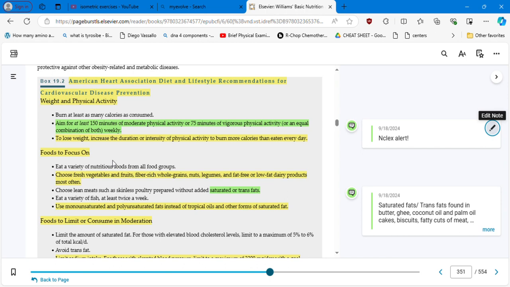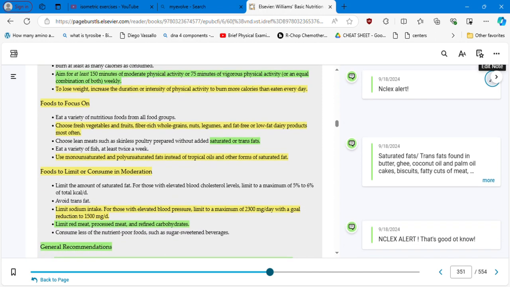And to lose weight, you need to increase the duration or intensity of physical activity to burn more calories than you eat every day. So foods to focus on: fresh vegetables, fruits, fiber-rich whole grains, nuts, legumes, and fat-free or low-fat dairy products. When I say legumes, I'm talking about lentils, beans, okay, your kidney beans. Those are really good. Your chickpeas, okay. And if you have any intolerance or any problems metabolizing these products, then you remove them from the diet, okay? Because we don't want you to have any gastrointestinal issues, especially bloating, right?